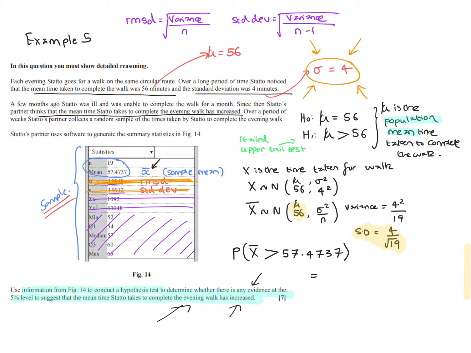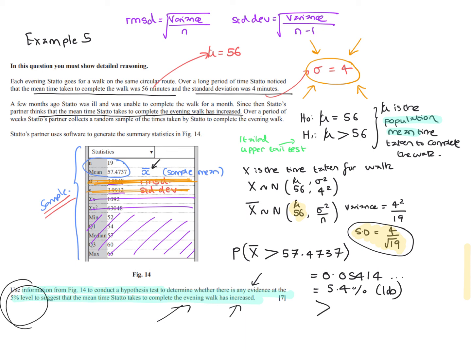My sigma value on the calculator is this number here, 4 divided by root 19, the standard deviation of the x bar distribution, and mu is 56, and this gives me a probability of 0.05414... I'm going to convert that to a percentage. So that's 5.4% to 1 decimal place. And what do we notice? That is greater than the significance level, which was 5%.